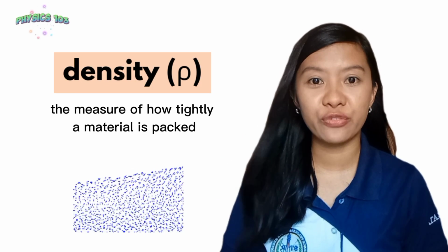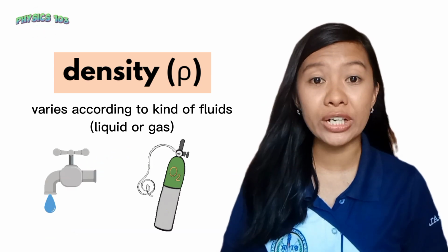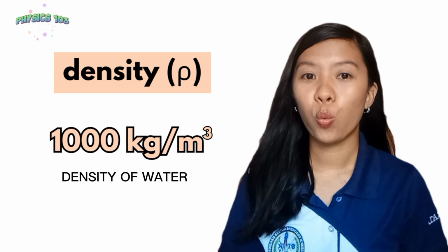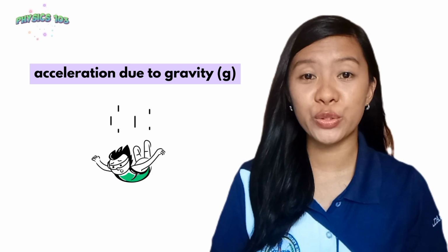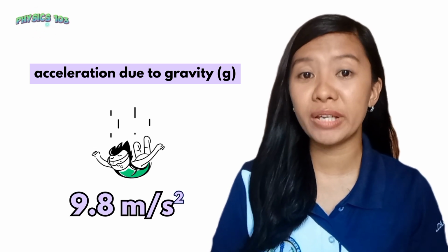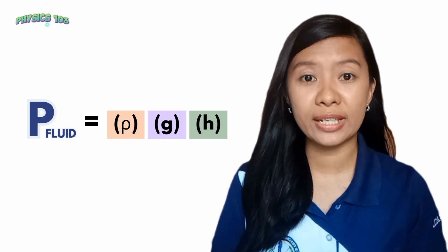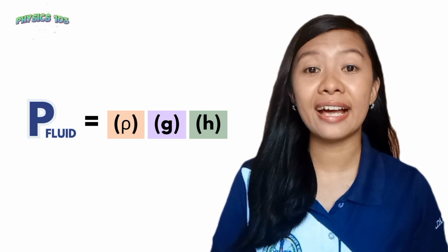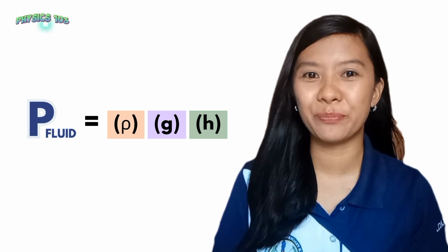Density is the measure of how tightly a material is packed together. Density varies according to the kind of fluid. Water density is 1,000 kg per cubic meter. Meanwhile, acceleration due to gravity is given a constant value of 9.8 meters per second squared. Now, given these 3 factors, depth or height of the fluid, density of the fluid, and the acceleration due to gravity, we can have the formula for getting fluid pressure.